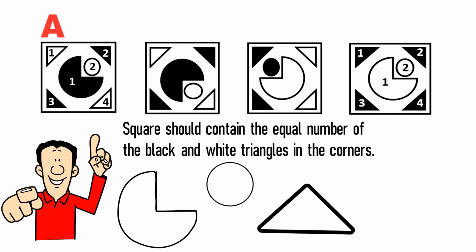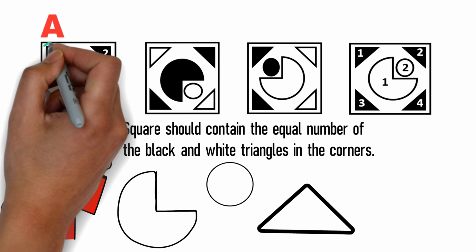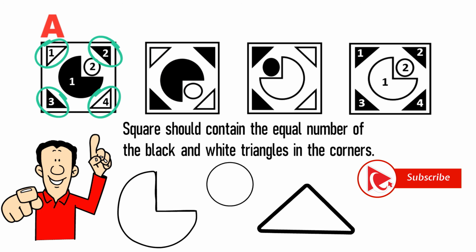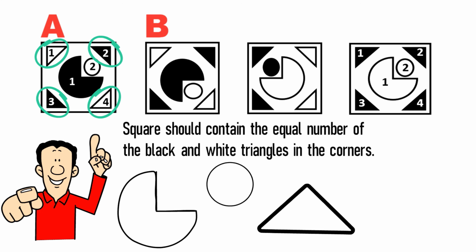Triangles in square A are positioned diagonally across from each other. White triangles are located in the upper left corner and in the bottom right corner, and black triangles are located in the bottom left corner and in the upper right corner. You can see that the same pattern exists in shape B, 2 white triangles and then 2 black triangles, and in shape C, 2 black triangles on the left and 2 white triangles on the right. But if we look at choice D, you see that there are 4 black triangles in the corners.